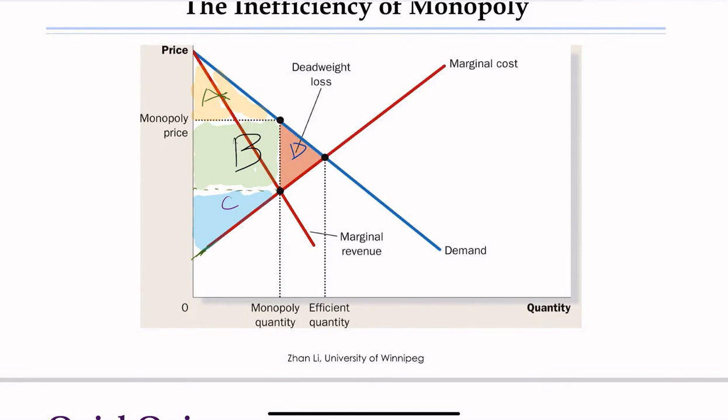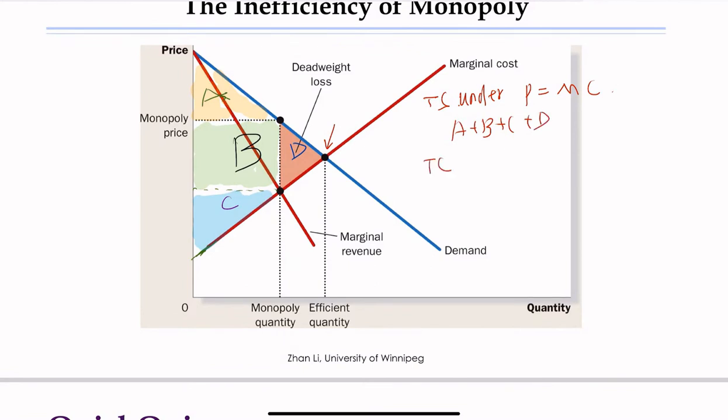Now let's see the total surplus. It's very easy to see. Let's say we first look at total surplus if price equals marginal cost. Now, if price equals marginal cost, you can see that we're looking at this point here, right? So basically now total surplus is the total of consumer surplus and producer's surplus, which is A and B and C and D.